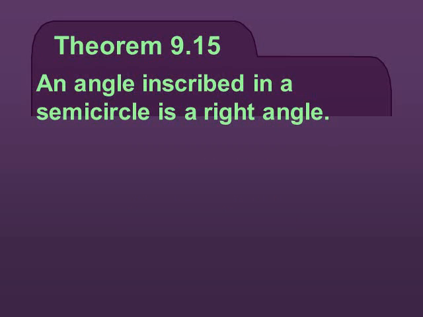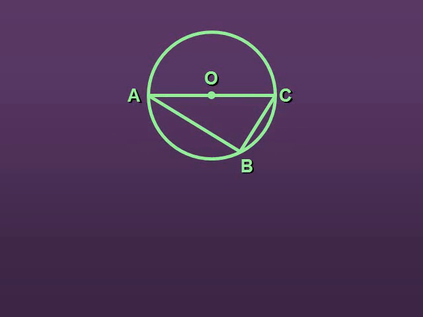An angle inscribed in a semicircle is a right angle. So let's look at that. Angle ABC, the arc AC is 180 degrees. Well, half of 180 degrees is 90. So that means that angle ABC is 90 degrees, or a right angle.